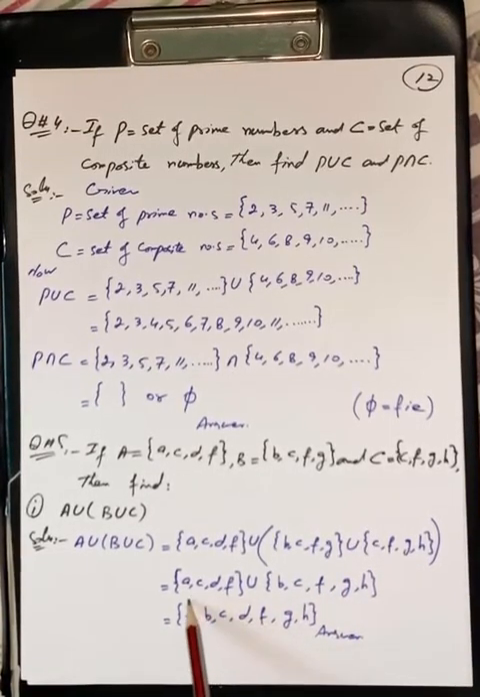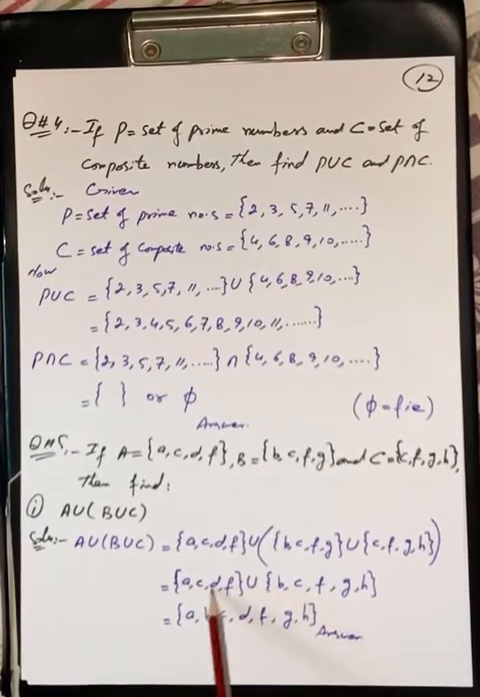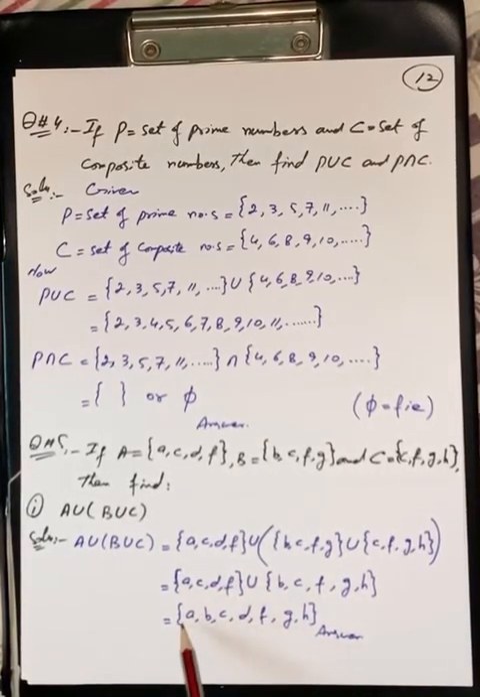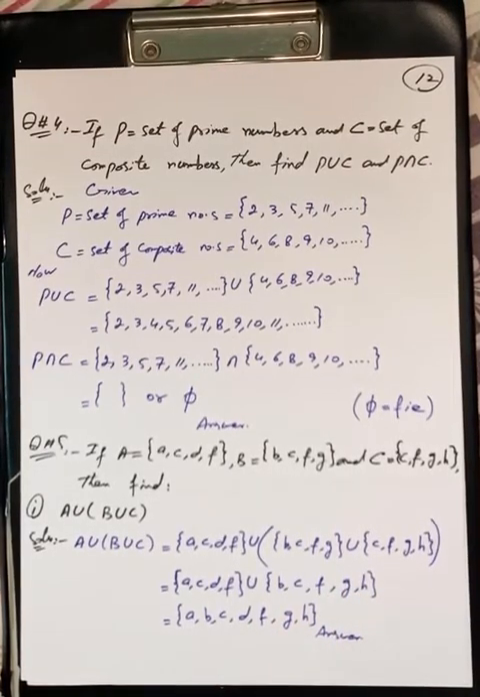Now we solve the first one, which is written before, same. Now I find the union of these two. So what is the union? A, B, C, D, F. F is here as well, so we write it once, G and H. So this is the answer of part number 1.